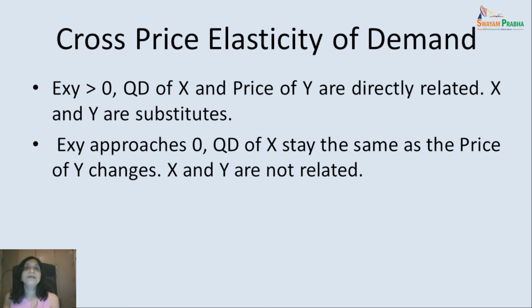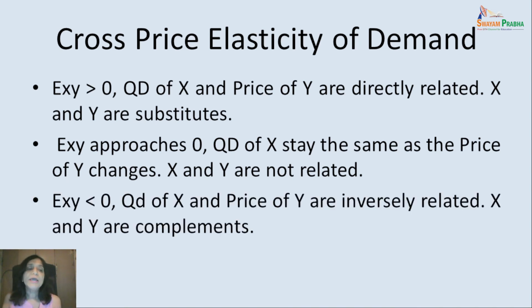For example, the price of, let us say, ice creams and the demand for cars are not related to each other, so you cannot compare and your answer may be 0. However, if your EXY or cross elasticity answer is less than 0, then these two goods X and Y are complements, because the demand of X and the price of Y are inversely related. So those are your complements.